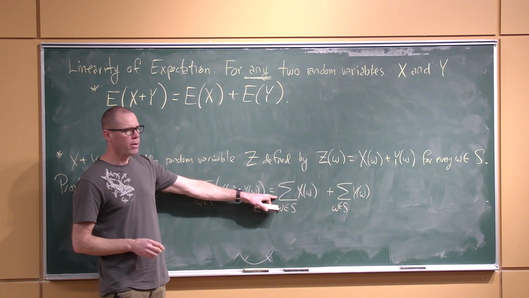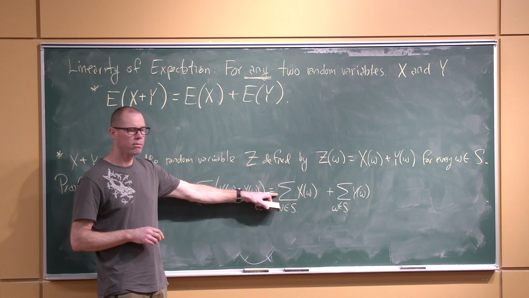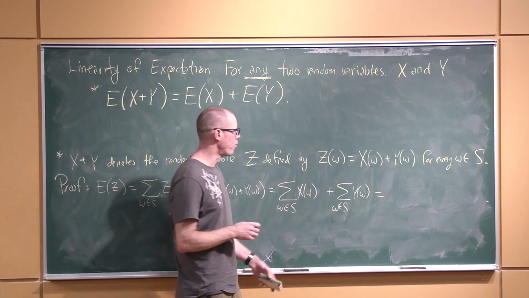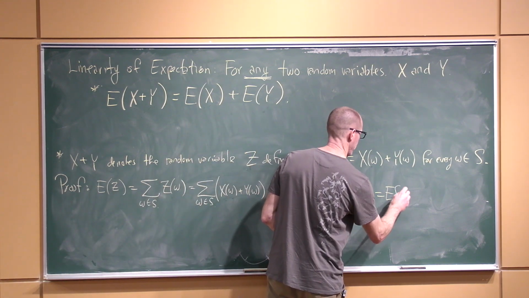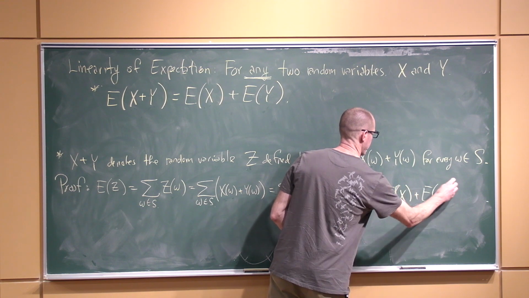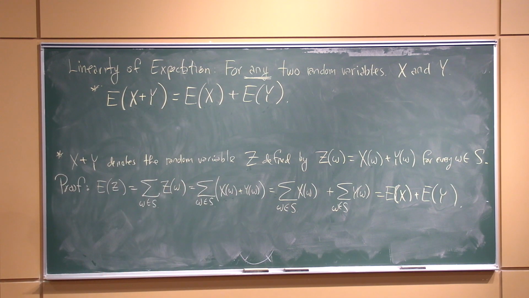But wait a minute, this sum here, this is just the expected value of X, right? And this sum over here, this is just the expected value of Y. And so that's all linearity of expectation is telling us: just apply the definition and you get the proof. I mean, once everything is well defined, it just falls out.